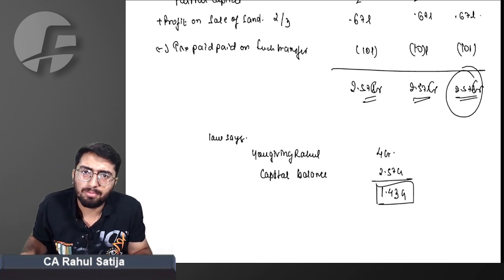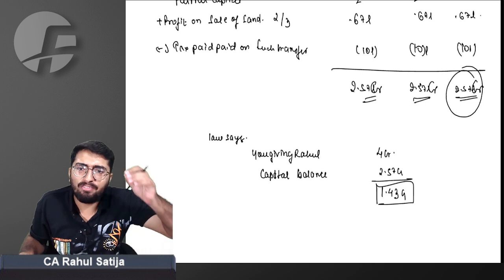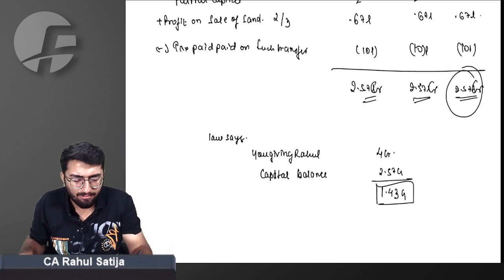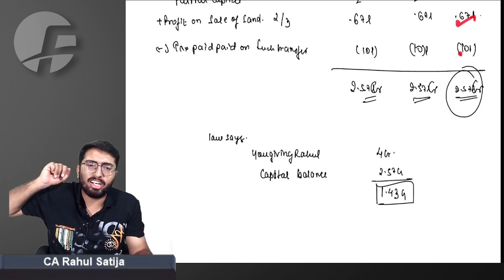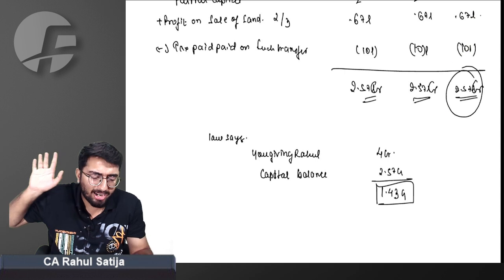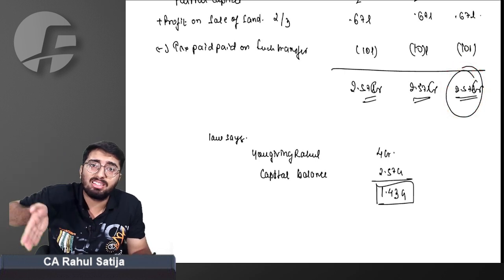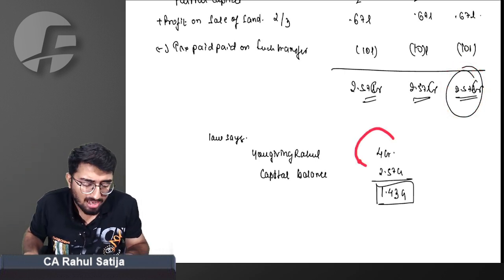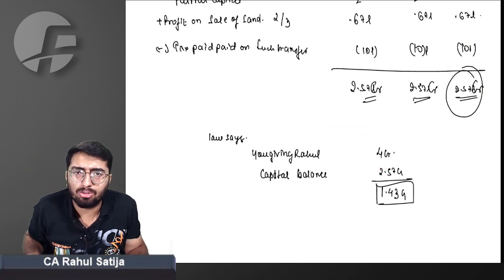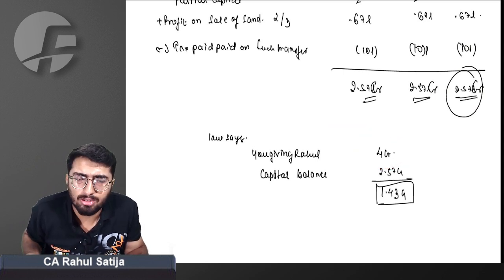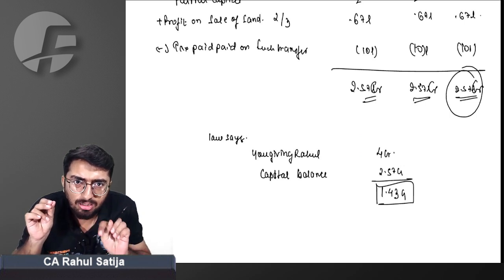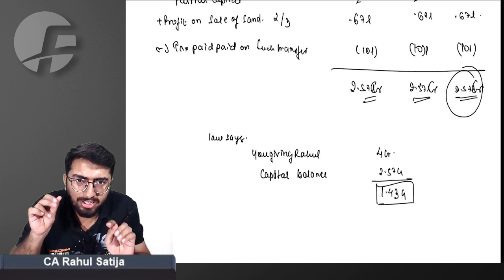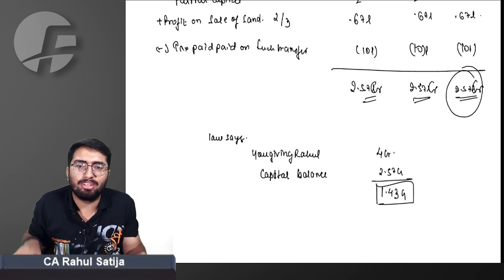Why? If this land would have been sold to an outsider, his capital would have been 2.57 CR maximum. After considering profit, after considering tax, after considering all impacts, his capital would have been 2.57 CR. Why you are giving him assets worth 4 crores? There is some monetary benefit that he has given to you. Pay tax on that monetary benefit.